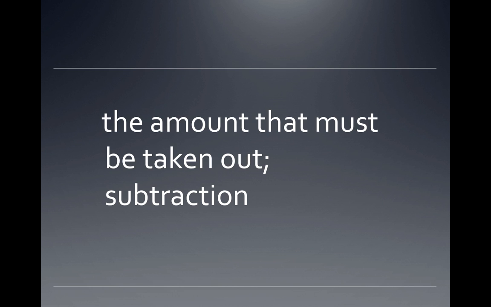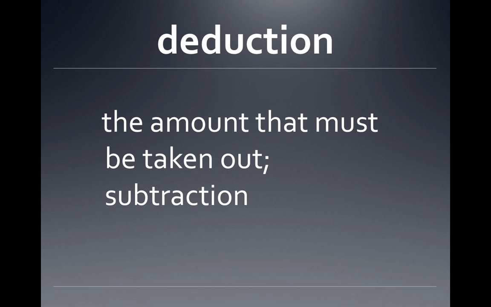The next definition is the amount that must be taken out or subtracted. The word is deduction. This word is usually used related to income taxes. So every spring, everyone in the United States, all the adults, have to pay something that is called income taxes. The government looks at how much money you made last year, and then you have to pay taxes to the government on that income. Okay, so it's called income taxes.